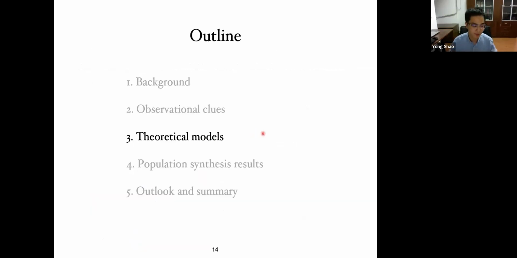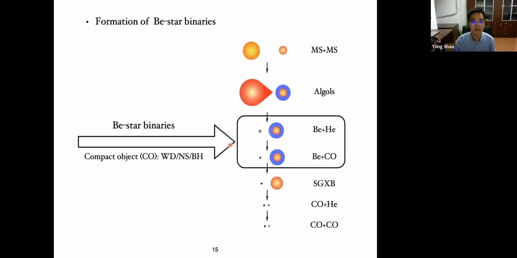Okay, next I will talk about the theoretical models on B star formation in binaries. Here I show a general picture for the formation of B stars. It evolves from a primordial binary with two main-sequence stars. The binary first experiences a mass transferring phase.